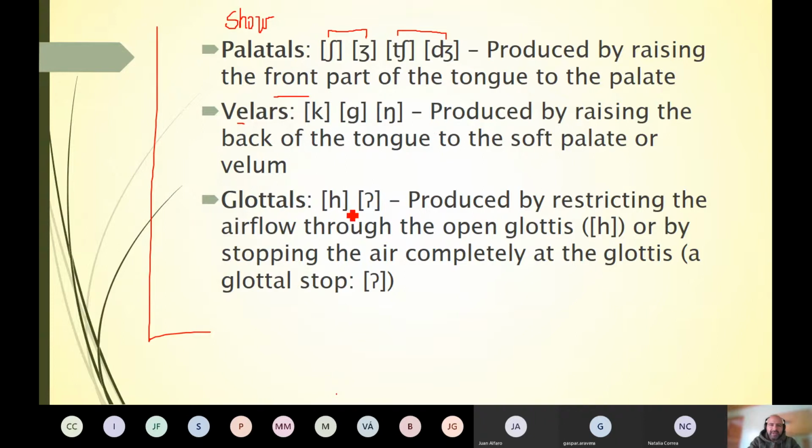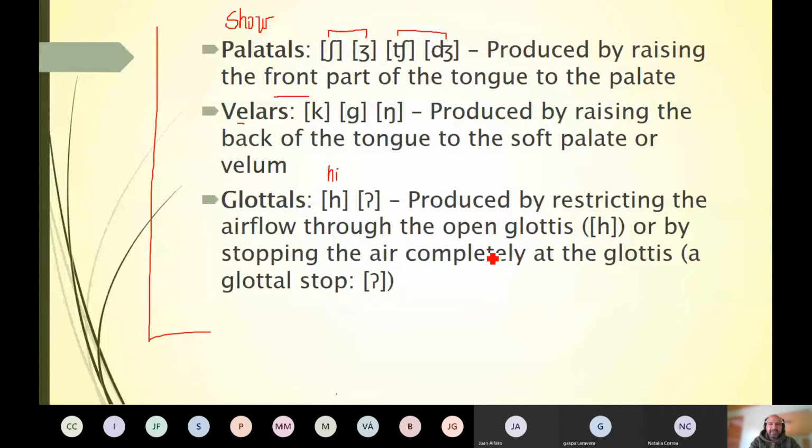Finally, glottals, as in high, hello, and the glottal stop as when you say bottle or mountain or beetle, right? Are also glottals because the airflow is restricted in the glottis. Remember, the glottis is the space between the vocal cords, right? And these are the labels, or classification in terms of place of articulation.